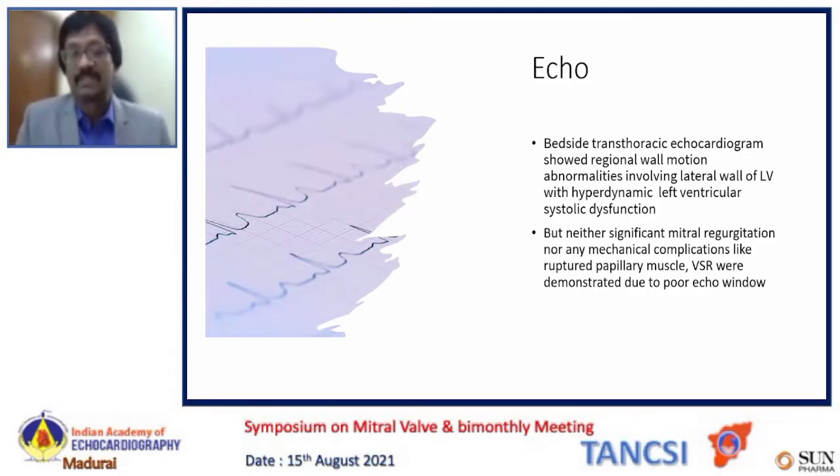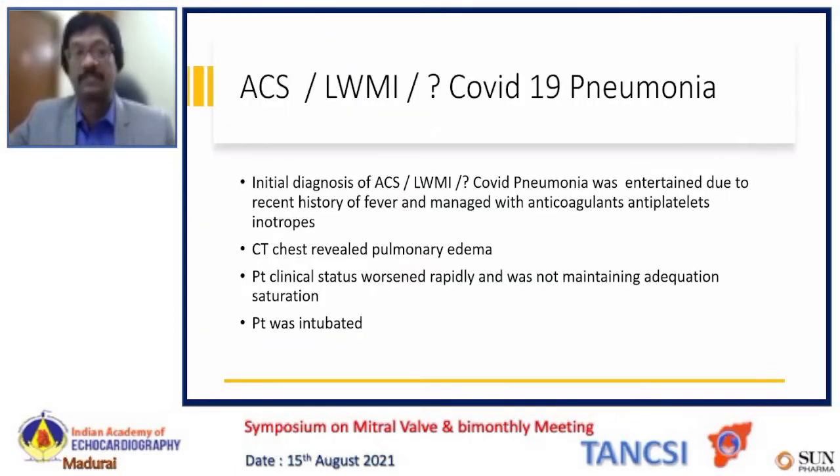mostly preserved LV function. My resident called me and said, LV is almost normal, but the patient is very sick and saturation is very low, and he could not demonstrate any significant mitral regurgitation. There was some regurgitation, but according to him it was not very severe. The patient was very obese, and the window was very inadequate. He could not demonstrate any further mechanical complication. We asked him to look for any VSD or papillary muscle, but that could not be demonstrated by transthoracic echo.